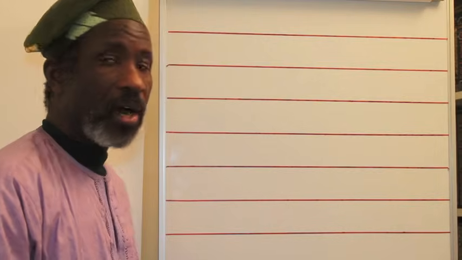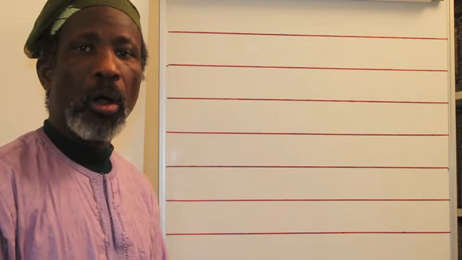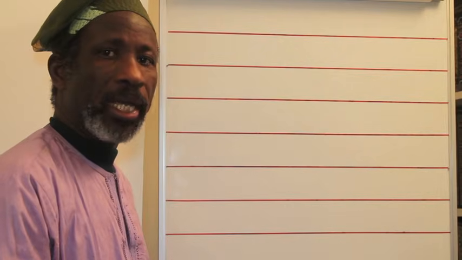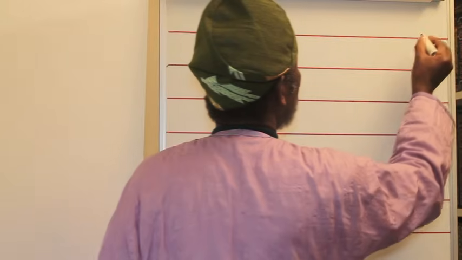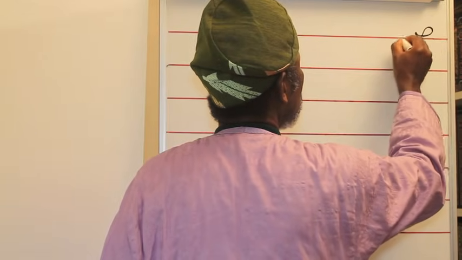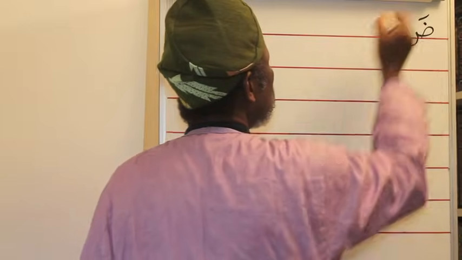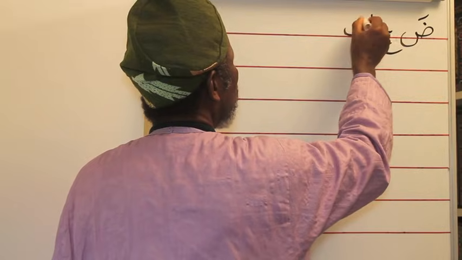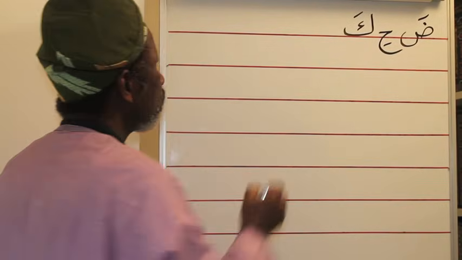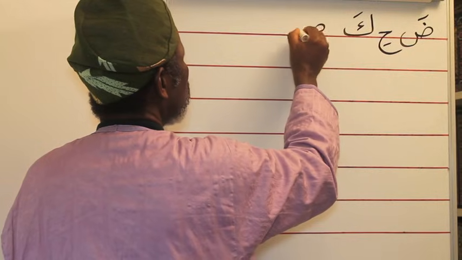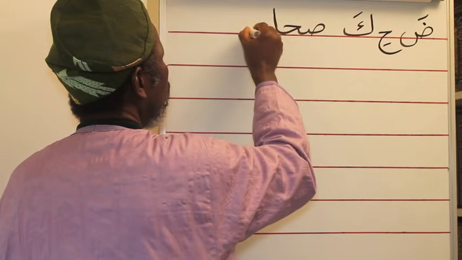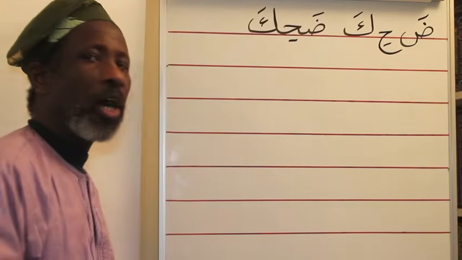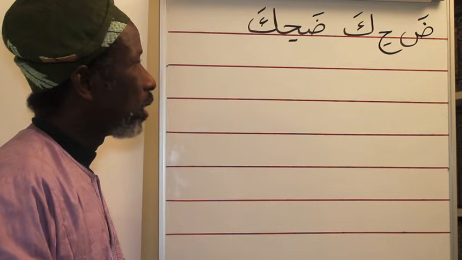On page 35, we start letter dod. Dod at the beginning. ضاحك، ضحك. ضاد as ضاد. ح with كسرة، حي، ك. ضحك. Join. ضاحك. ضحك. Let's look at dod in the middle.